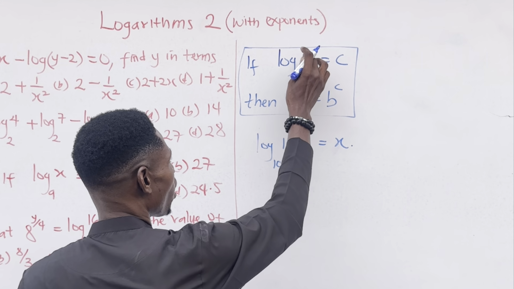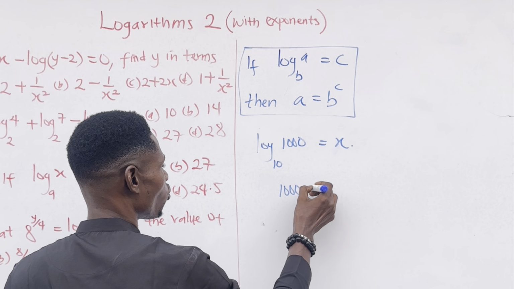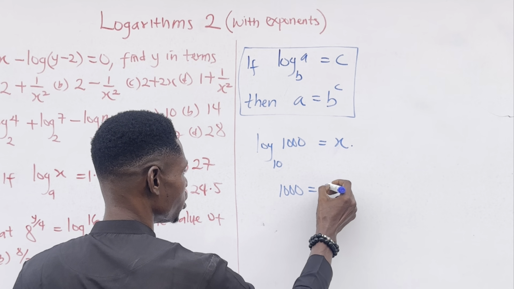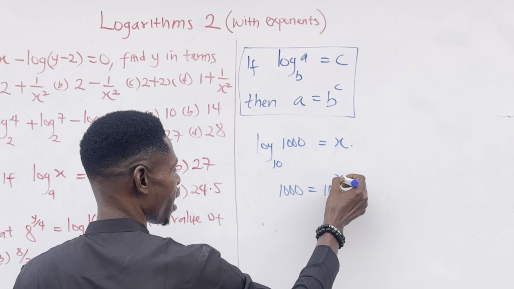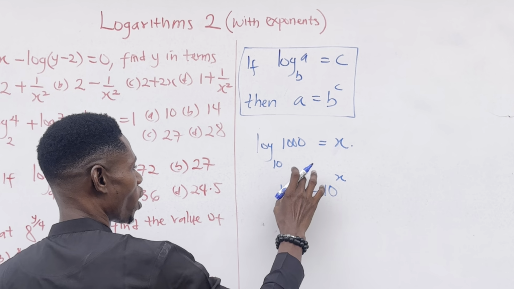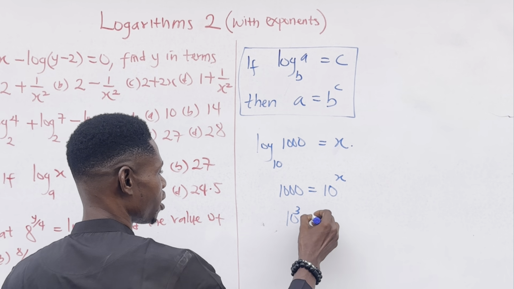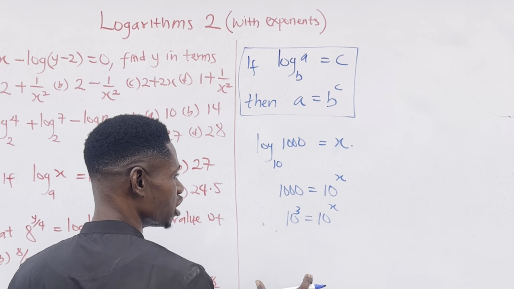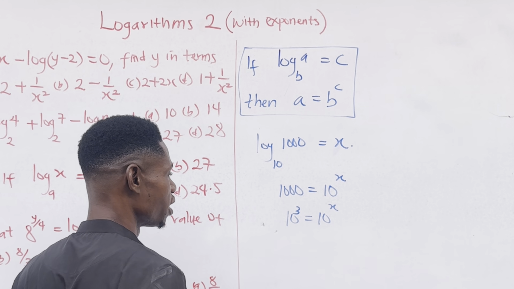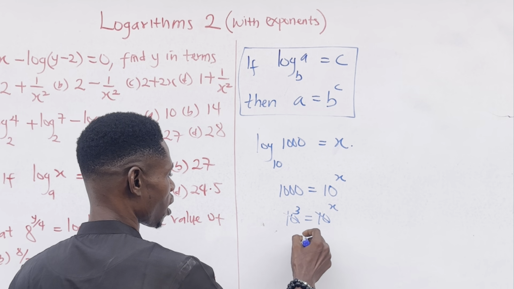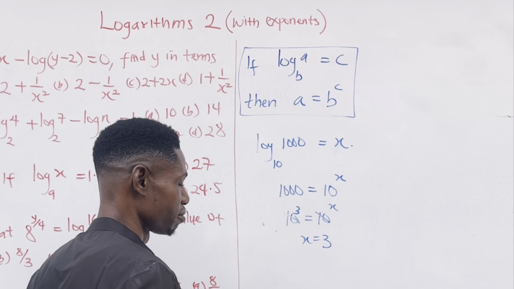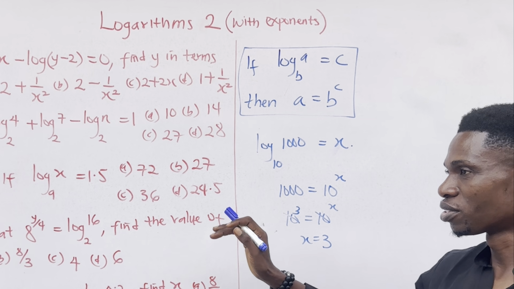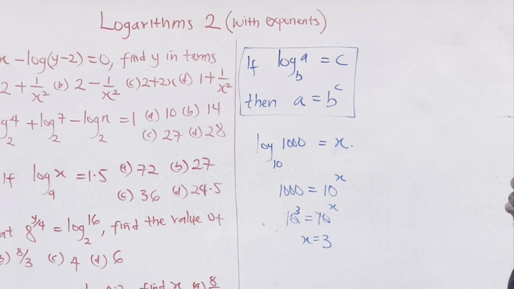So we'll follow our rule. 1000 will be equal to the base, which is 10, raised to power x, and 1000 is 10 raised to power 3, equals 10 raised to power x. Now equating the powers, because the bases are equal. Remember, if the bases are equal, the powers have to be equal. So x is equal to 3. Okay, so this is the principle we want to work with since we've learned the laws in the previous lecture. So let's begin.